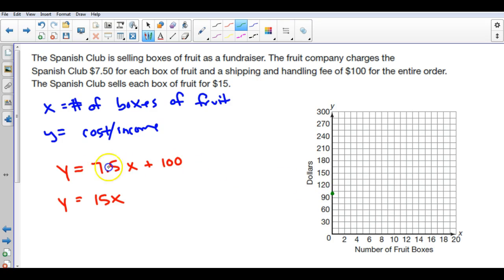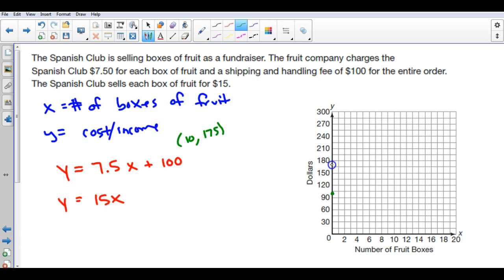Now I need another point on this line to graph this. So what I'm going to do is substitute a value in. Let's suppose x is 10. Let's say they sold 10 boxes. How much would that cost them? I'm going to take 7.5 times 10, which is 75, and add 100. So if the Spanish Club purchased 10 boxes, it's going to cost them $175.